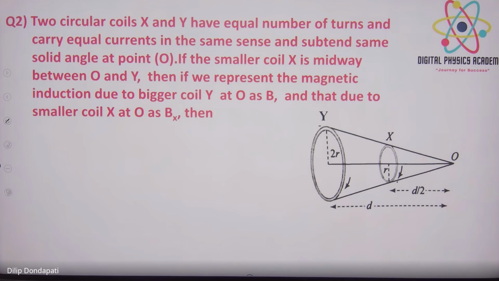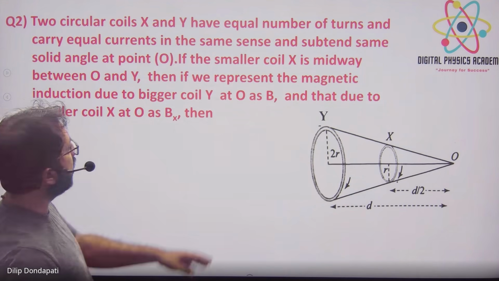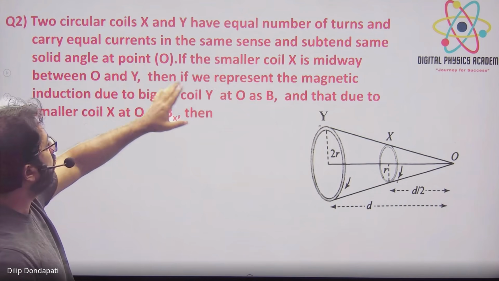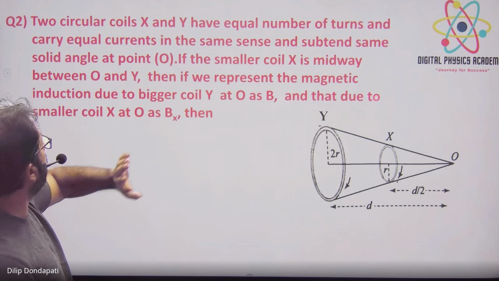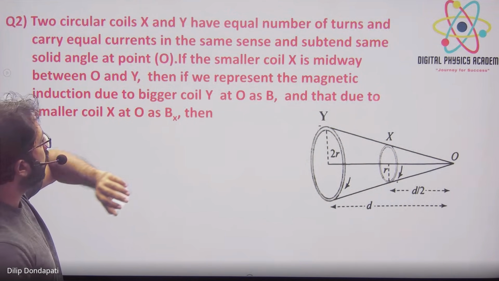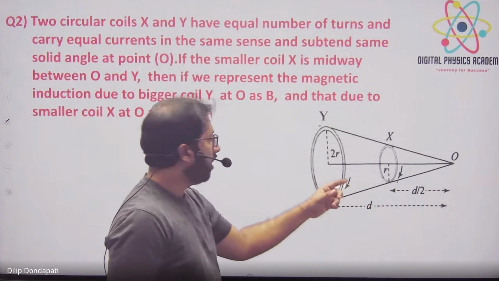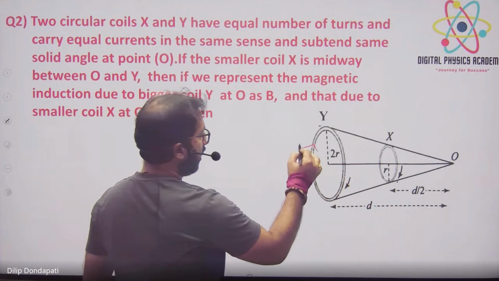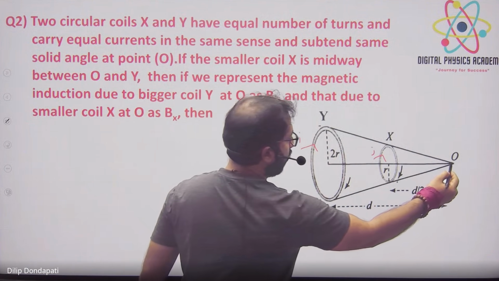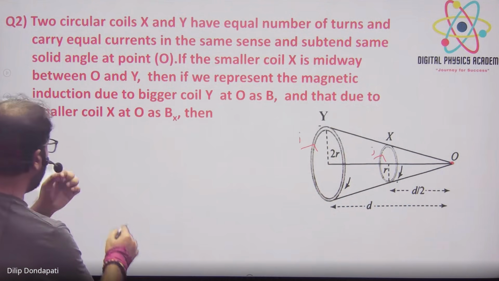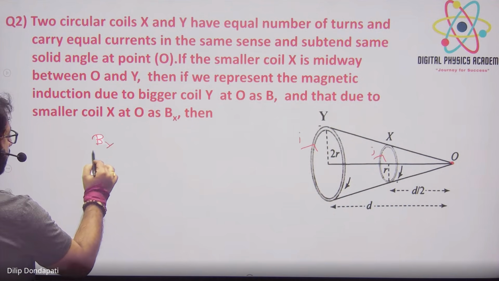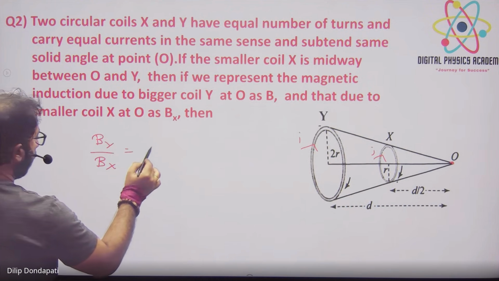Two circular current carrying coils are there. Equal number of turns are there, and दोनों same sense में current is flowing in the same point. Okay, the smaller, this is at d by 2 distance, this is at d distance. He is saying दोनों में same current जा रहा है, I and I. He is trying to find magnetic field at this point P. He is telling the ratio of B1 by B2 is how much?